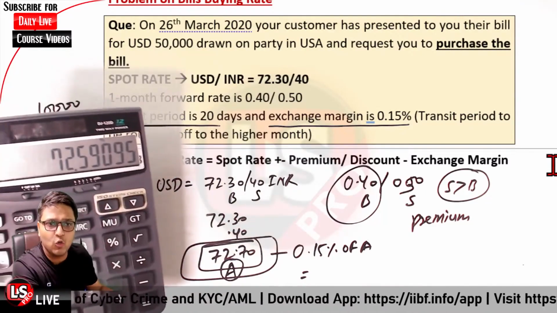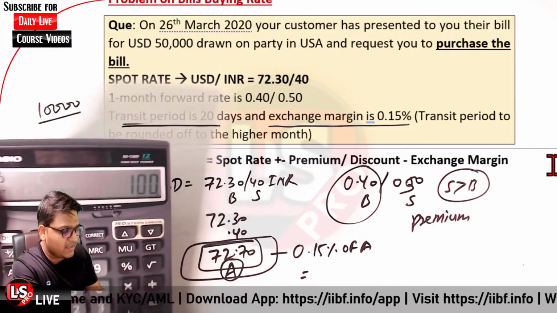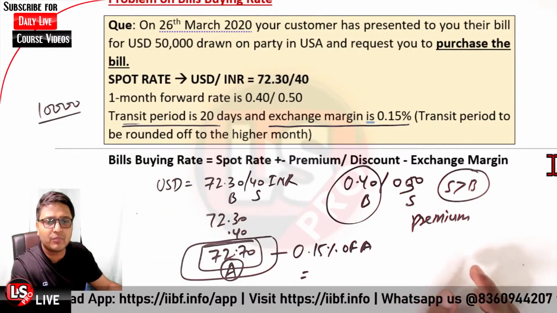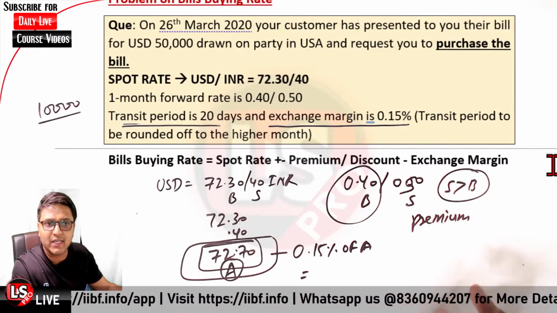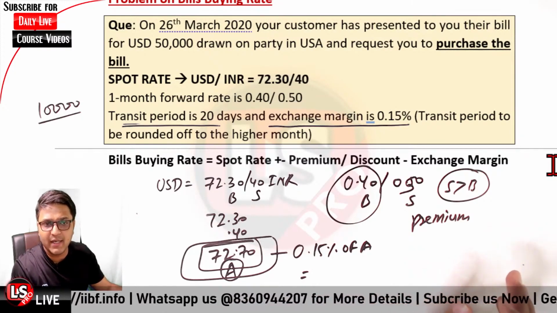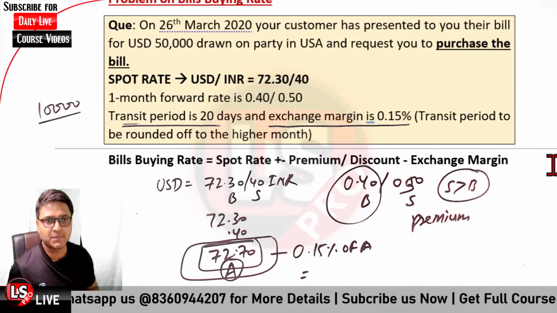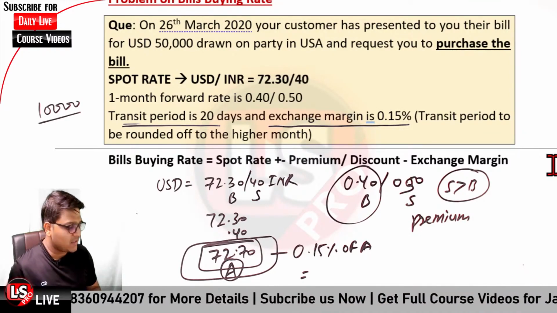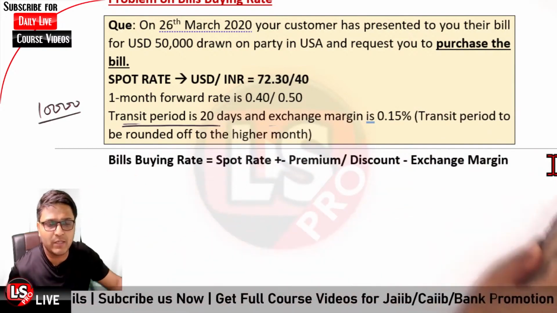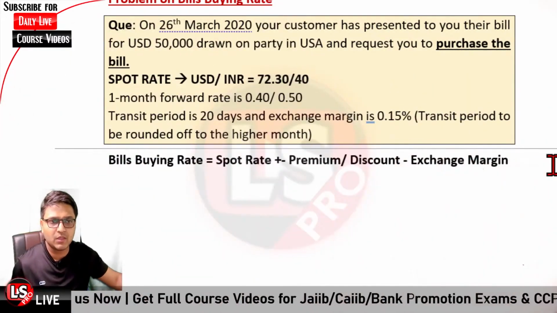That is 72.59 multiplied by 10,000. So this much amount is to be credited to the exporter. Okay, this much amount is credited to the exporter over here. That is regarding this particular question. I hope that you must have understood the concept.